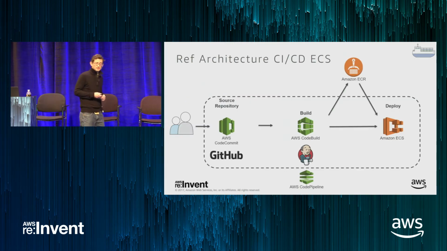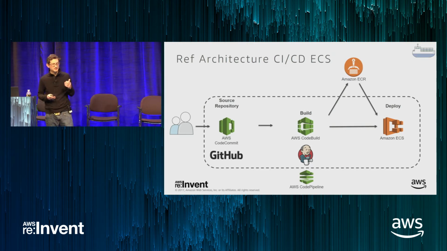Now, to help you get started building a CI/CD pipeline for running containers on ECS, several of my peers have built reference architectures that can be found on AWS Labs in GitHub. This reference architecture that you're seeing here builds an automated CI/CD pipeline using GitHub, CodePipeline, CodeBuild, and ECR.